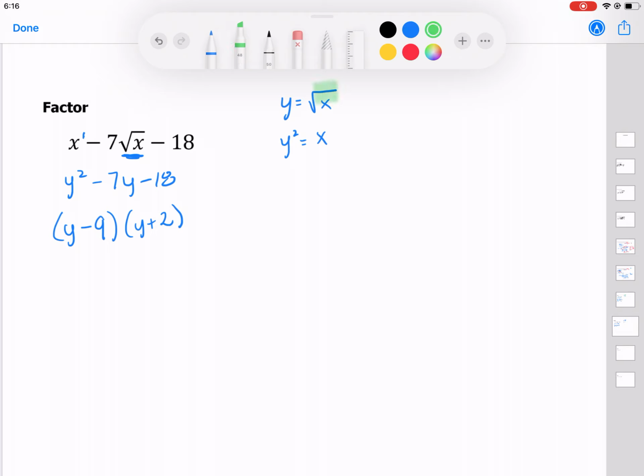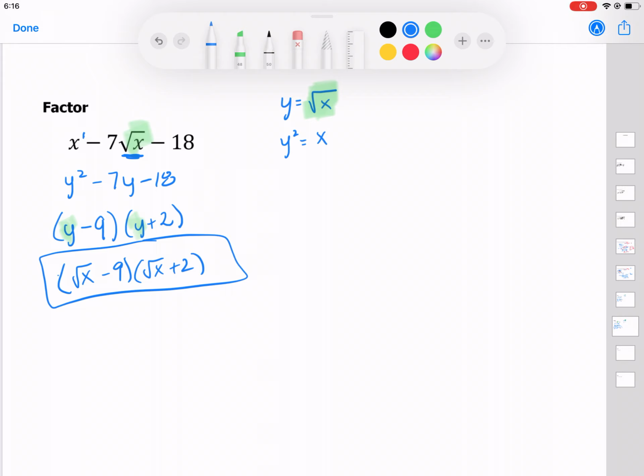And then like I said on the previous problem, you always need to go back to the variable your original problem had. So I'm going to go ahead and replace this. This is square root of x minus 9, square root of x plus 2. And that's your final answer.